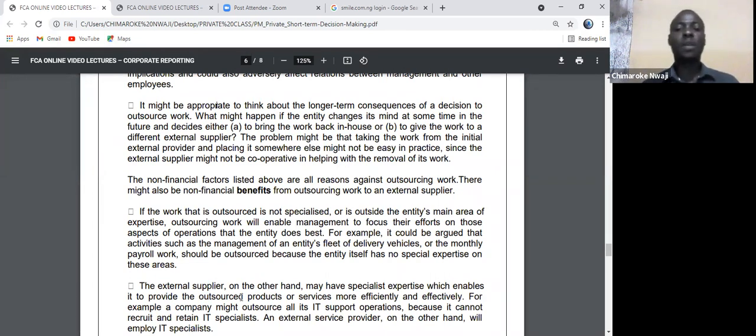For example, it could be argued that activities such as the management of an entity's fleet of delivery vehicles or the monthly payroll could be outsourced because the entity has no special expertise in this area. So it means that if you don't have special expertise in your human resource management, or you could even say, let's use the star that we'll be using as our example. You could outsource the crown cork production so that you can focus more time on doing the liquid content.